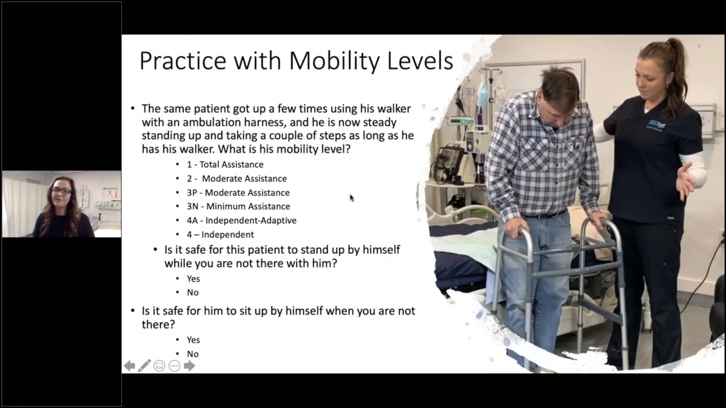The same patient got up a few times using his walker with an ambulation harness. He's now steady standing up and taking a couple of steps as long as he has his walker. What is his mobility level?